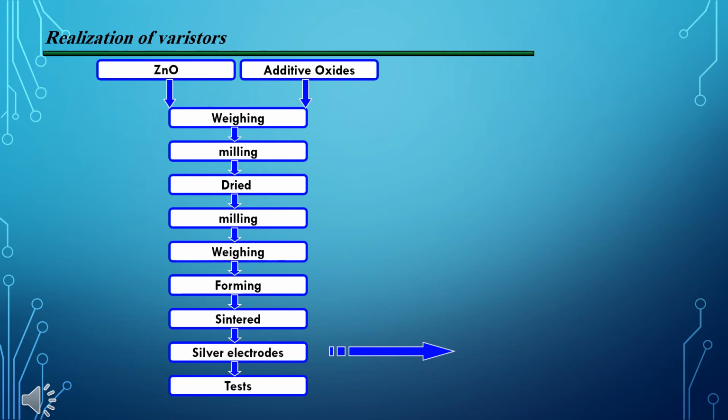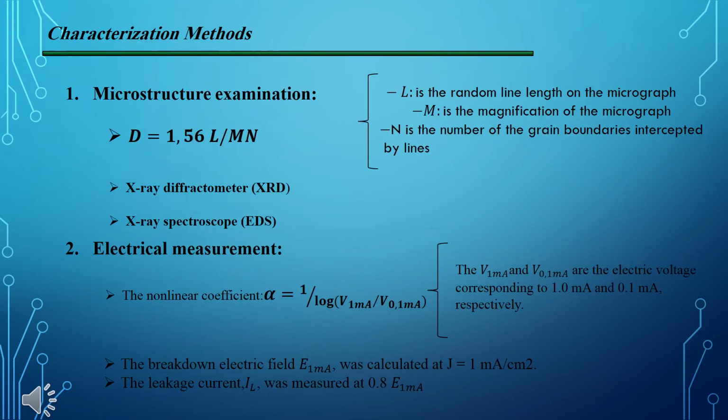Silver paste was coated on both faces of the samples, and the silver electrodes were formed by heating at 600 degrees Celsius for 10 minutes. The diameter of the electrode was 5.8 millimeters.